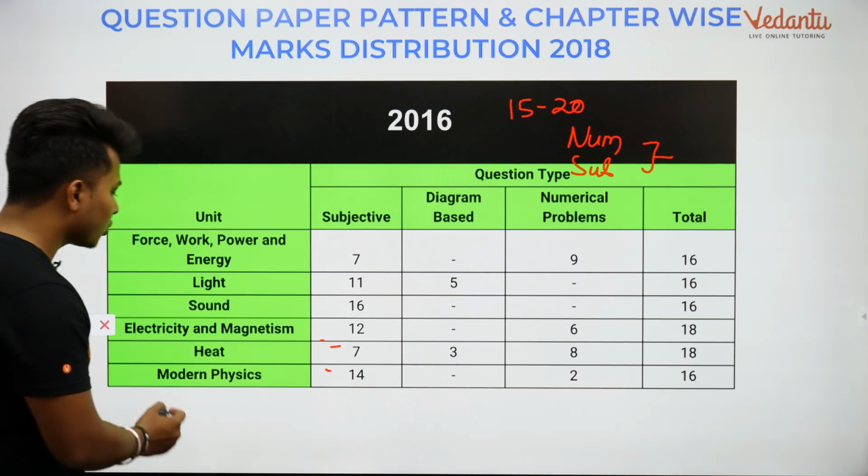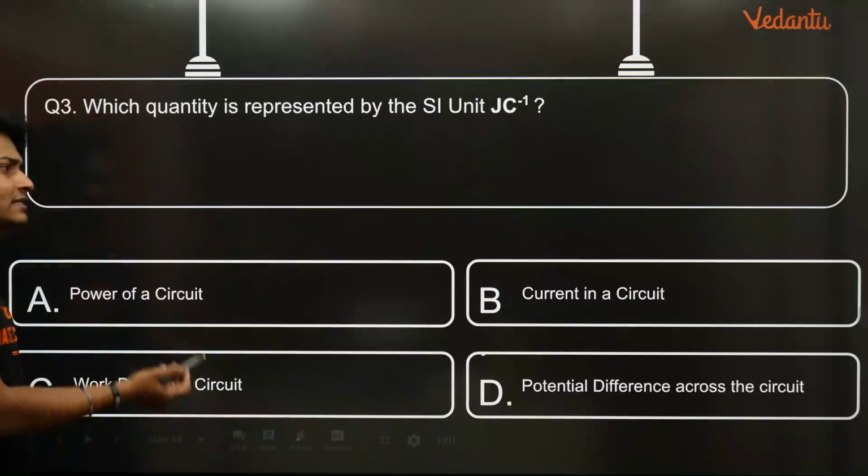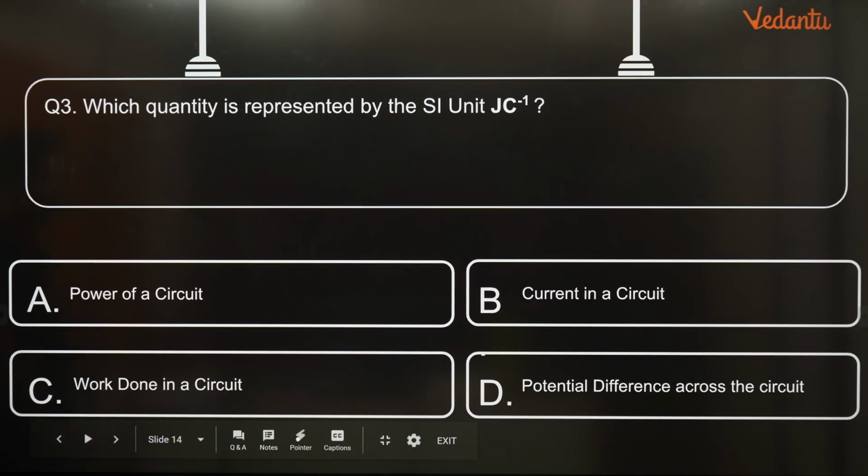Okay guys, I'm going to show you one simple question. What is the answer to this question? Look at it very carefully. Which quantity is represented by the SI unit joules per coulomb? What would be your answer?